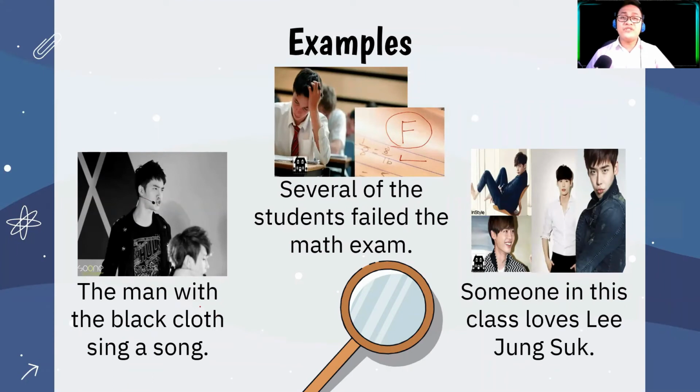So, the prepositional phrase in this first example is with the black cloth, because it starts with a preposition, with, and there is an object, black cloth. Now, why is it a prepositional adjective phrase? Because it describes a noun.